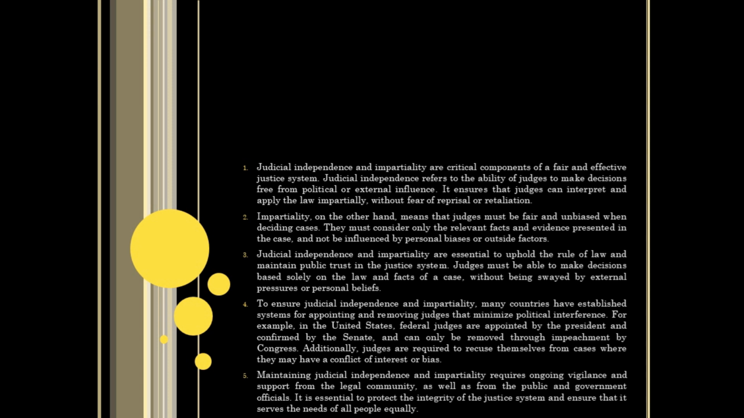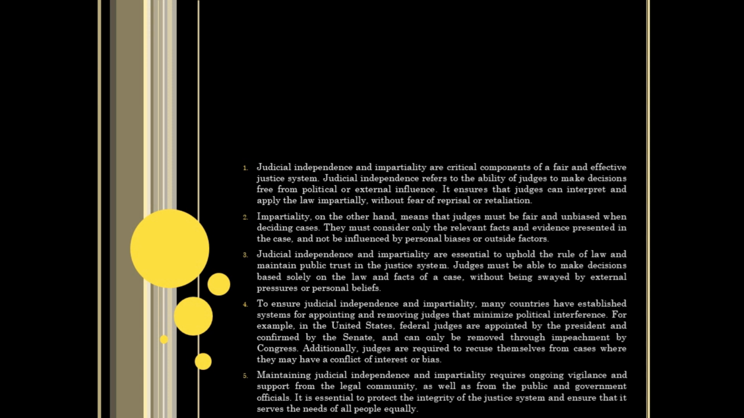4. To ensure judicial independence and impartiality, many countries have established systems for appointing and removing judges that minimize political interference. For example, in the United States, federal judges are appointed by the President and confirmed by the Senate, and can only be removed through impeachment by Congress.